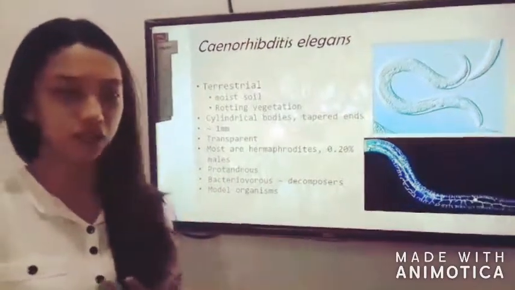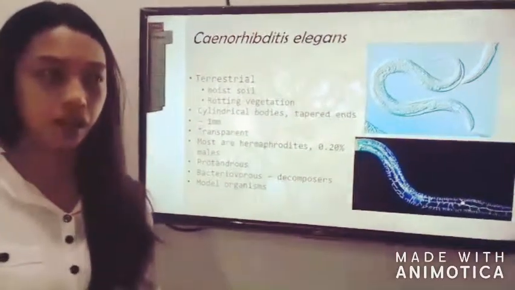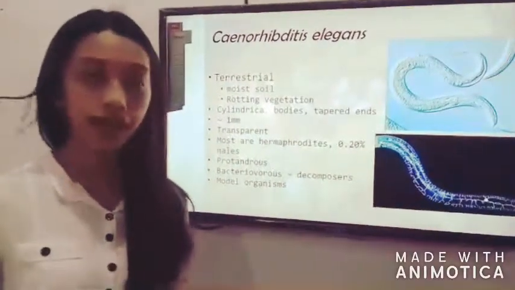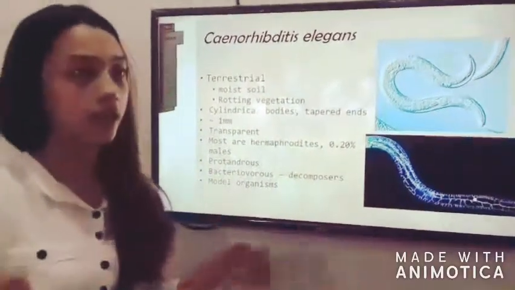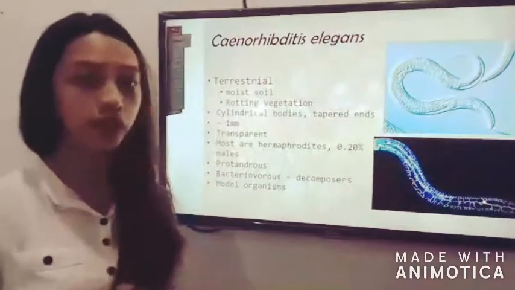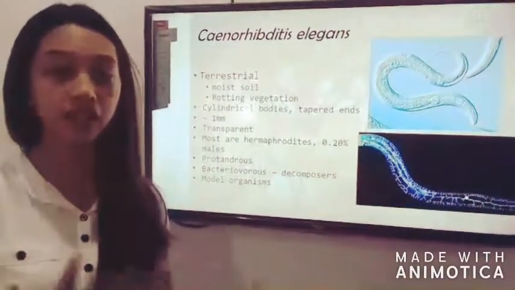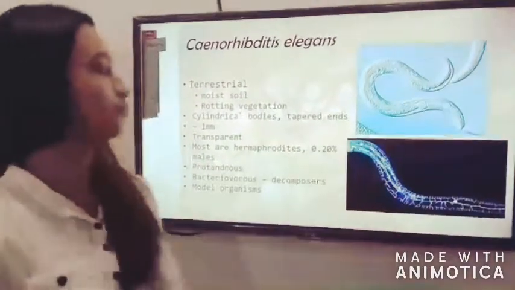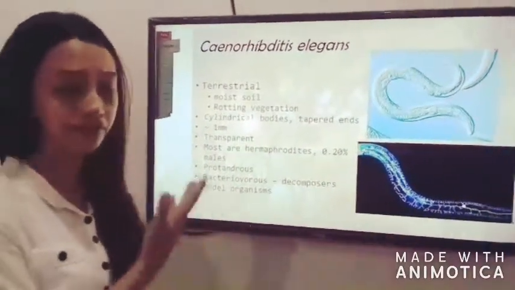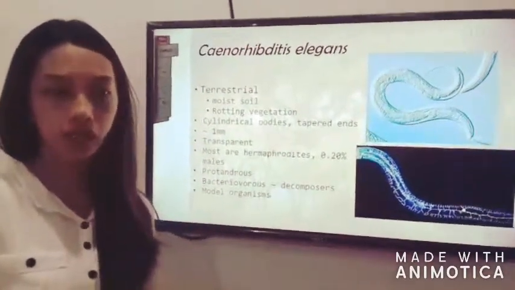These are the characteristics of Caenorhabditis elegans. They are mostly found in terrestrial habitats, and the species mostly favor soils with adequate moisture level, so that they can easily traverse through the soil. And they are also found in rotting vegetation. They are characterized by their cylindrical bodies with tapered ends. They can grow up to 1 millimeter, and they have transparent bodies, which makes their individual cells easily observed.